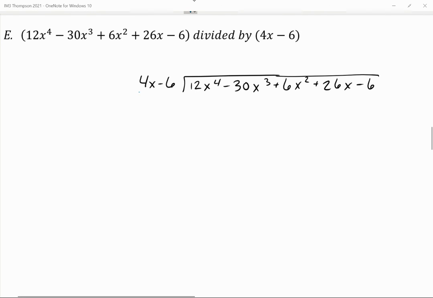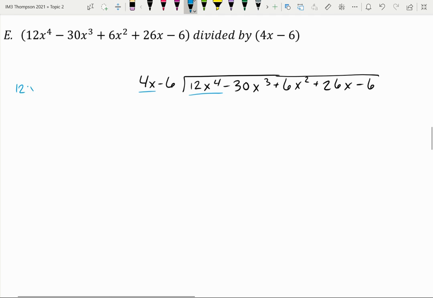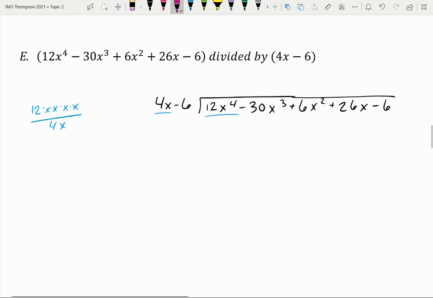So here we go. 4x into 12x to the fourth. 12 times x's, divided by 4x. So when I simplify, I get 3x cubed. Then I distribute: 3x cubed times 4x, 3x cubed times negative 6.